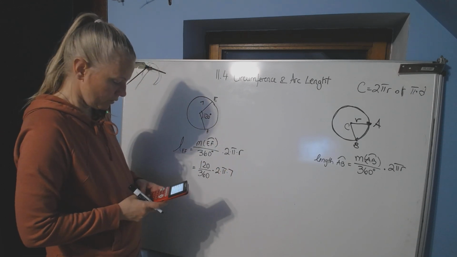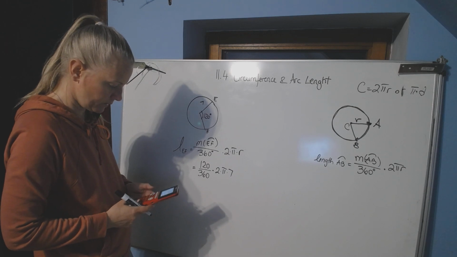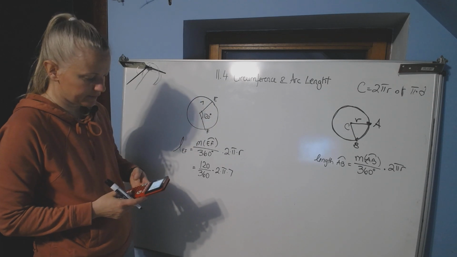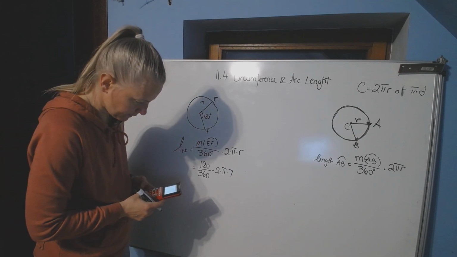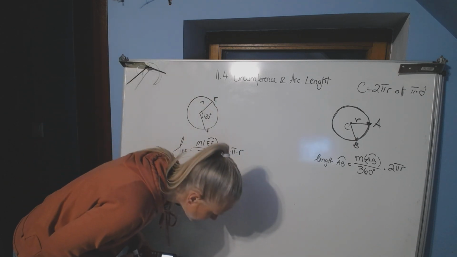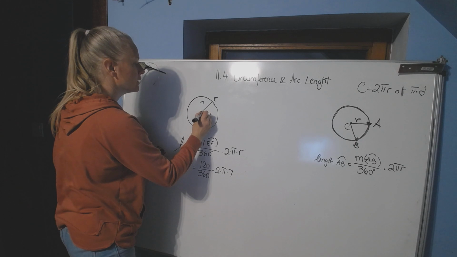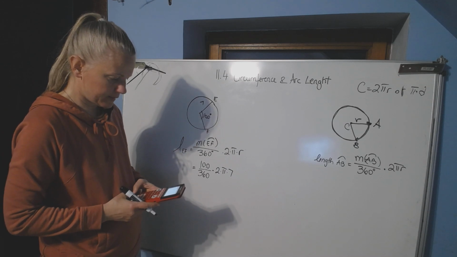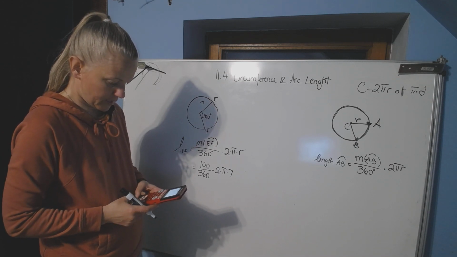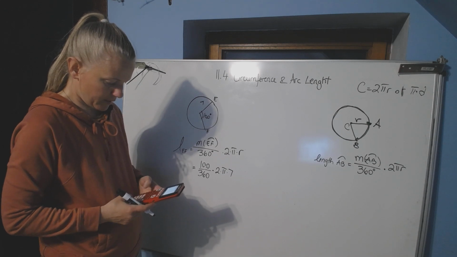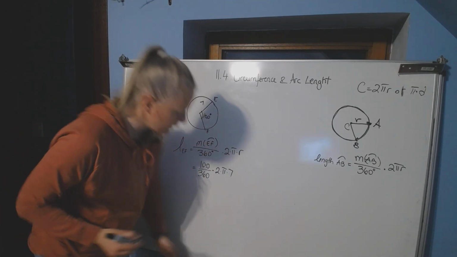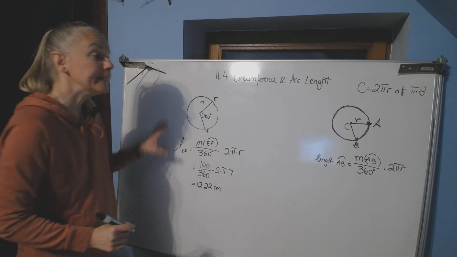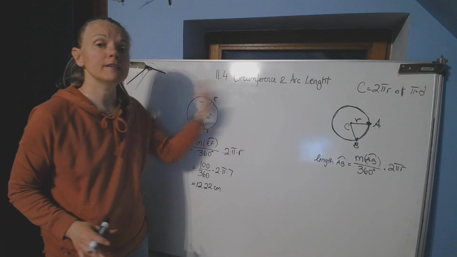Let's go ahead and do it. 120 divided by 360 times 2 times pi times 7. 14 points. Wait, no. Oh, I did the division wrong. I'm sorry. Here we go. Is it 120? No, it's 100. That's why I got the wrong number. Sorry, 100, guys. 100 divided by 360 times 2 times pi times 7. 12.22 centimeters.